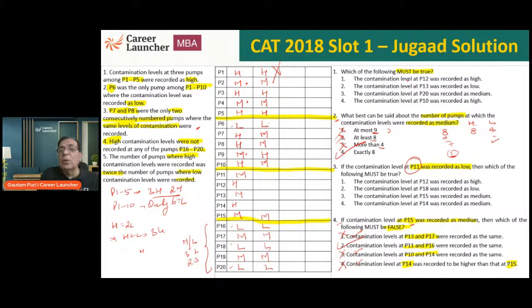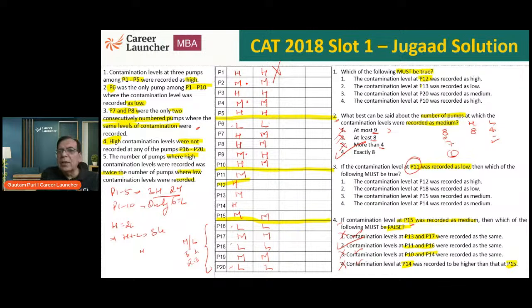Don't forget, we have to do question 1 also. So let's start looking at the cases. Contamination level at P12 was recorded as high. Yes, P12 is recorded as high. This can be the answer we are looking for. Must be true. So hold on with this choice. That does not mean this is the answer, because this thing must be true and we have looked at only one case. If it does not satisfy, I'll eliminate. But if it satisfies, keep it, and later we look at more cases.